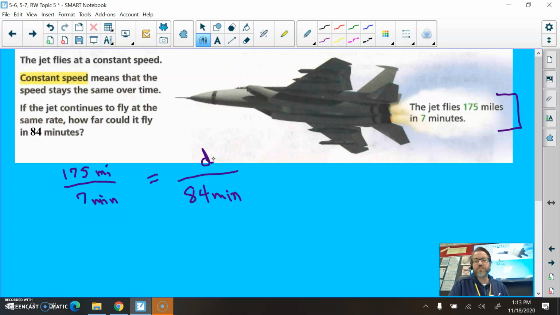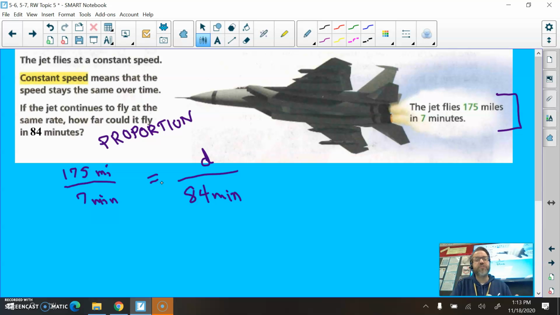When you're solving these, this is called a proportion, by the way. I know Mr. Thorson talked about that last week. A proportion is just when you have two equivalent ratios set equal to each other like this. Okay, so 175 over 7 equals D over 84 is what I really want to know.